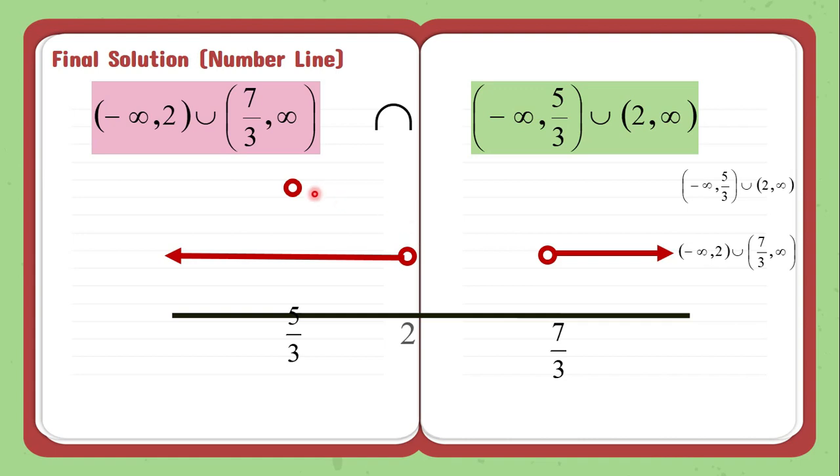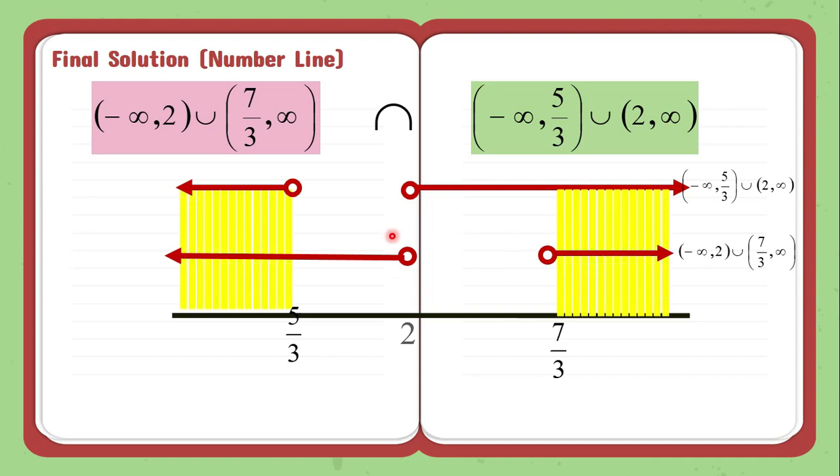So you put the empty circle on the 5/3 and draw a straight line, go to the left. And lastly, the interval 2 until infinity. So open interval on 2, go to the right. The solution is the overlapping between the first interval and the second interval. So this is the part.